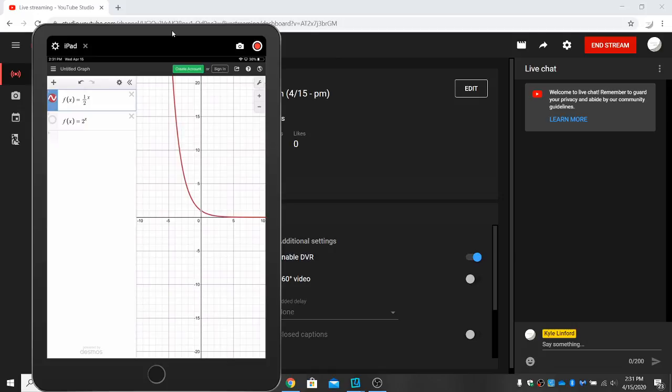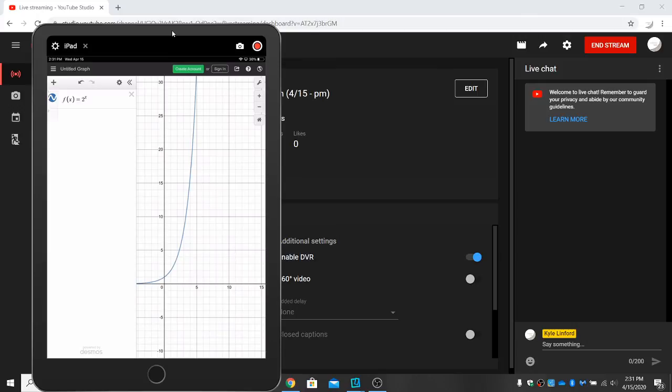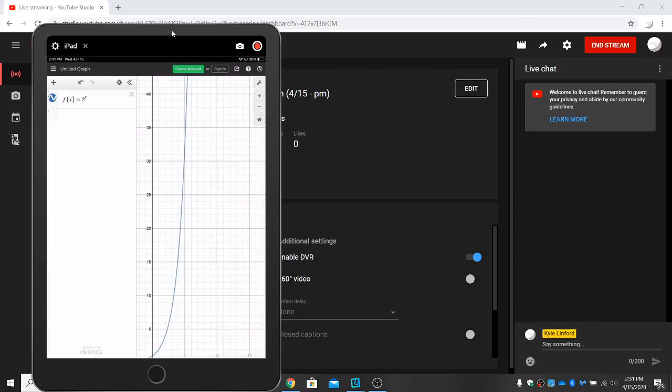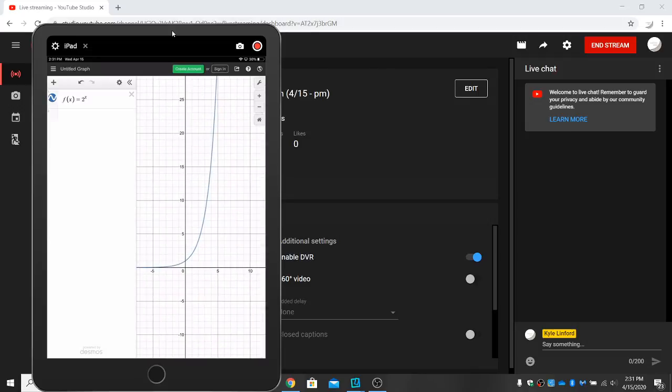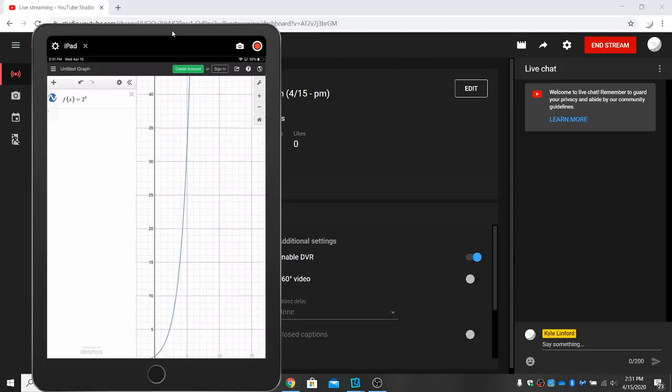Now, one thing I want to point out to you is how rapidly exponential problems grow. Take a look here at this curve. Look at how quickly it's jumping upwards. From 0 to 1, it only went up 2 units. From 0 to 5, let's see where we're at here. When x is 5, we get 32. It's jumped up 32 units.